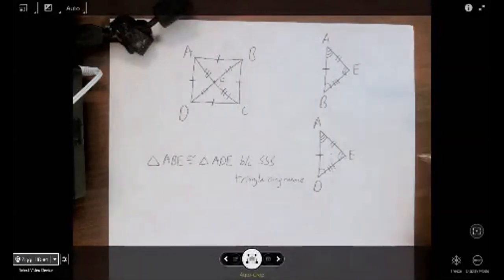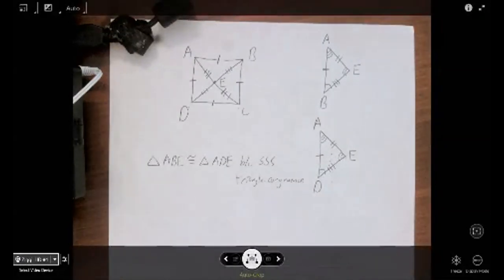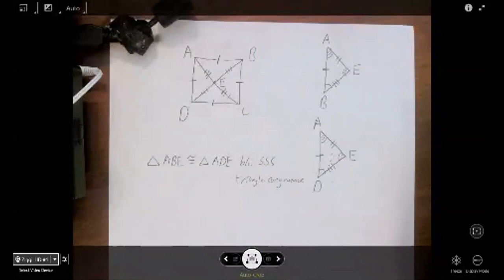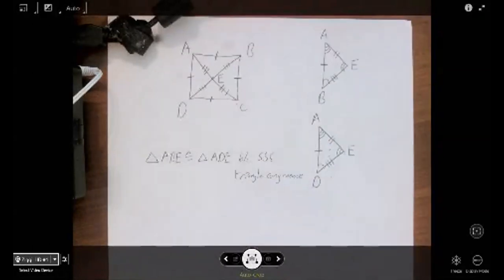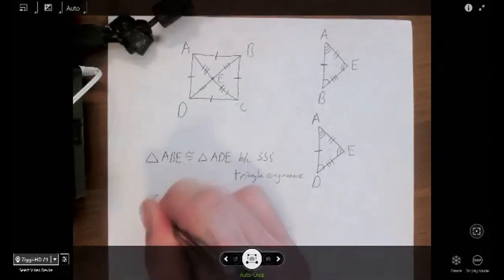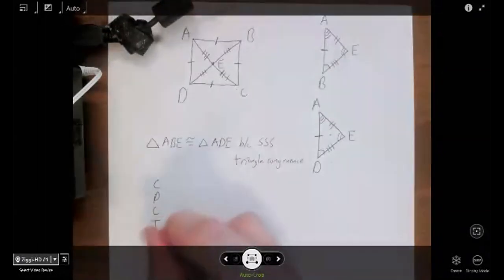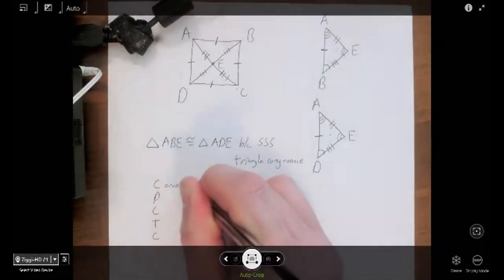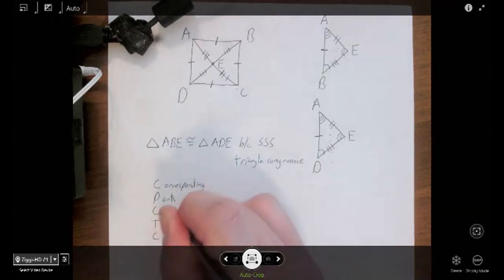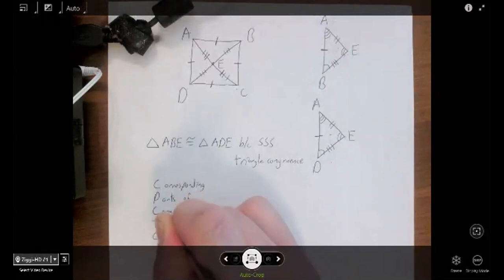It's like if you have 2 identical twins, right? They're going to have the same eye color, the same right arm length, the same left leg length. So the geometry phrase that we use to say that any 2 parts of 2 congruent triangles that match up have to be congruent to each other is CPCTC. That stands for corresponding parts of congruent triangles are congruent.